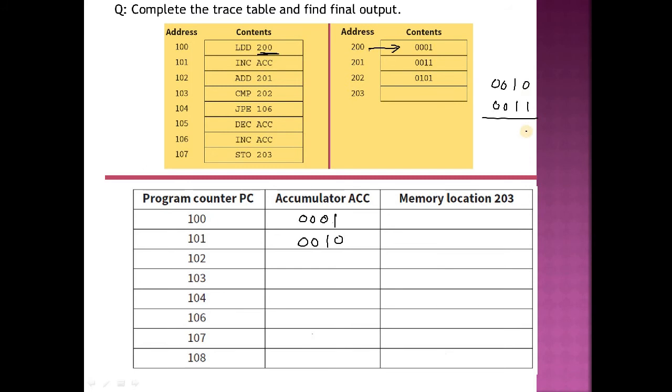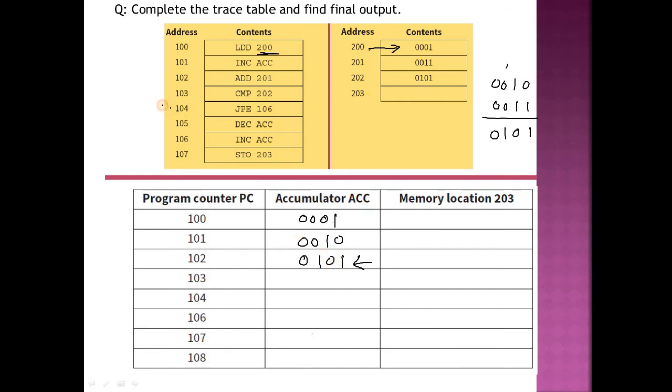So this is 0, this is 1 and this is 0. It will again be stored in the accumulator as 0101. Now after this, compare with 202. This value will be compared with the value at position number 202. Because they both are equal, jump if equal to 106. If they both are equal, then it will jump to 106.